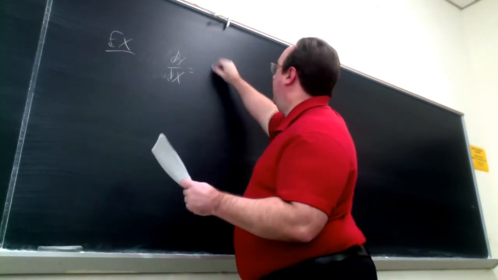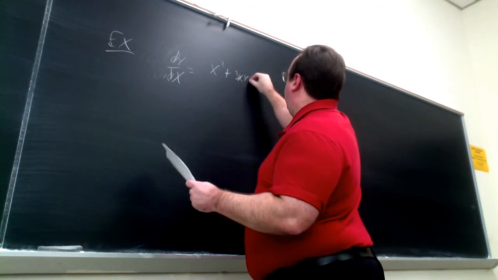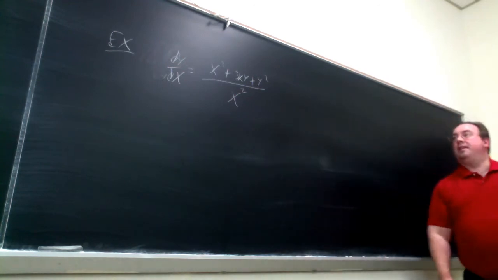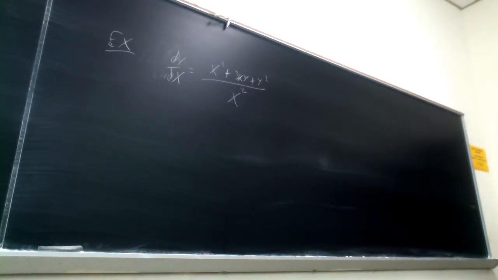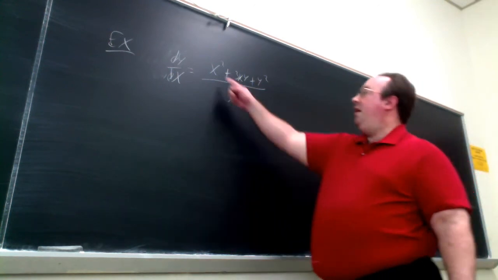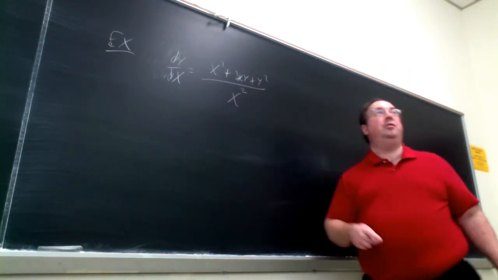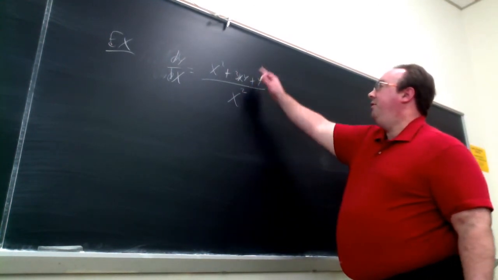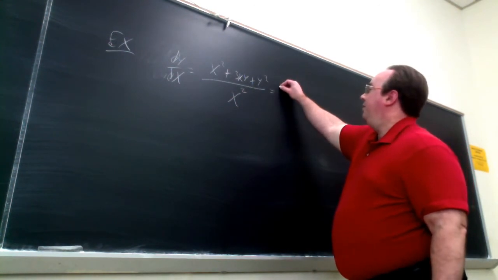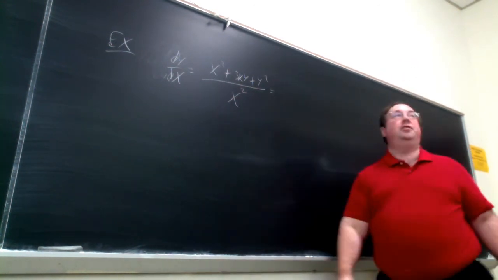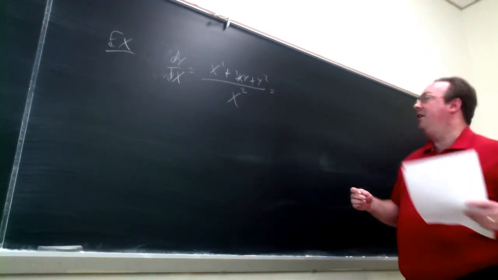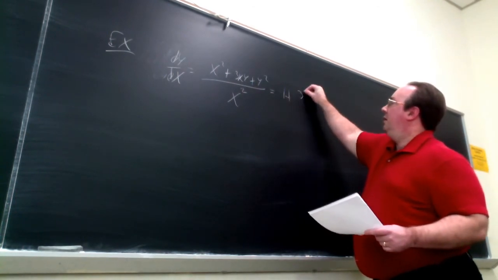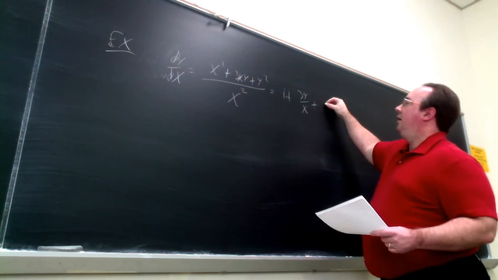Okay, so we have x squared plus 3xy plus y squared all over x squared. Now, if you look at all the terms in the numerator and denominator, all terms have the same degree, 2 in this case. And one thing you can do is simplify this equation. If I were to break this up into a sum of 3 fractions, what would that be? 1 plus 3y over x plus y squared over x squared.